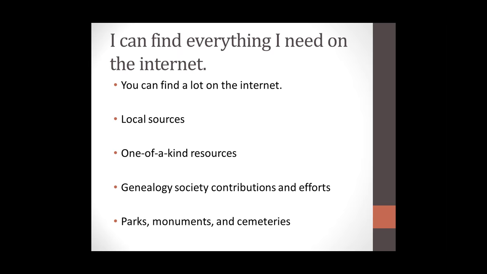Genealogical societies do a tremendous amount of work. They index those books that are hard to search. They index records to speed up your searching. They have all sorts of contributions and efforts. They also have something called a vertical file in almost every archive I've ever been in. The vertical file can be location-based, or it's just a file folder about a company that was local. But oftentimes they have vertical files or surname files.